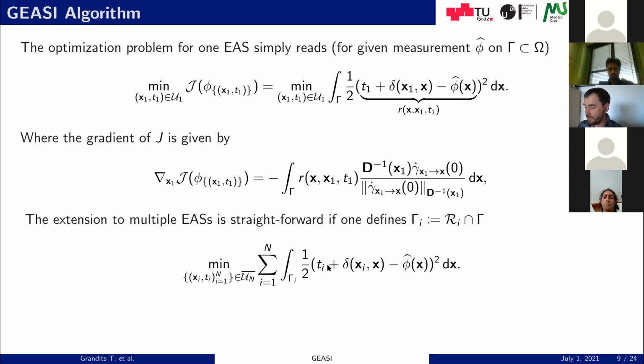If you have multiple earliest activation sites, again, you simply need to split the domain, and there's a one-to-one correspondence anyway, so the residuals will only contribute to the earliest activation site that the geodesic is connected to.